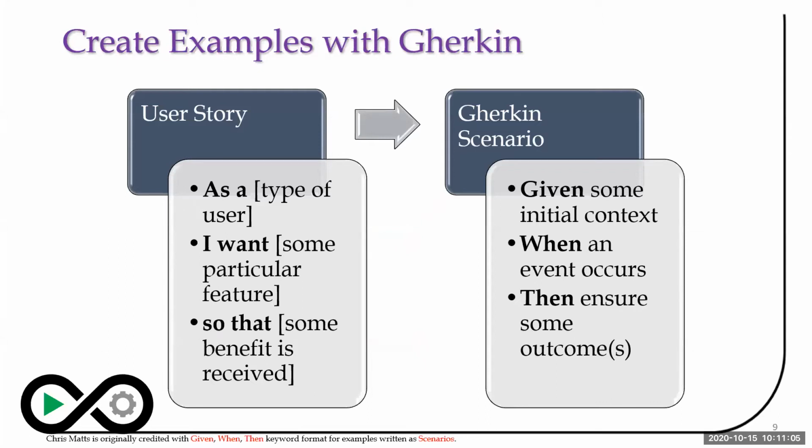So if we go back to our first example where we're using the template for user stories: as a type of user, I want some particular feature so that some benefit is received.